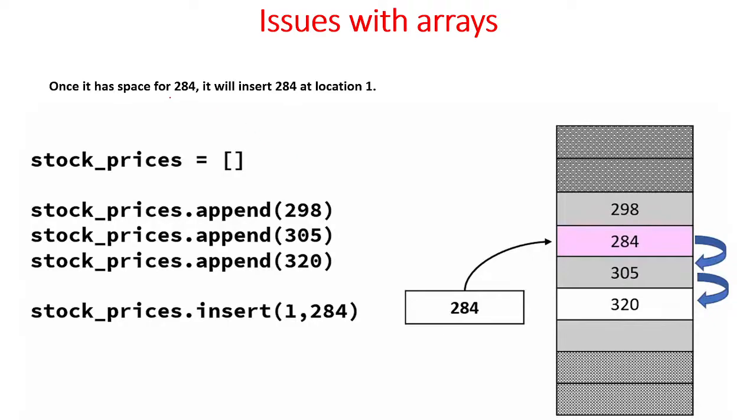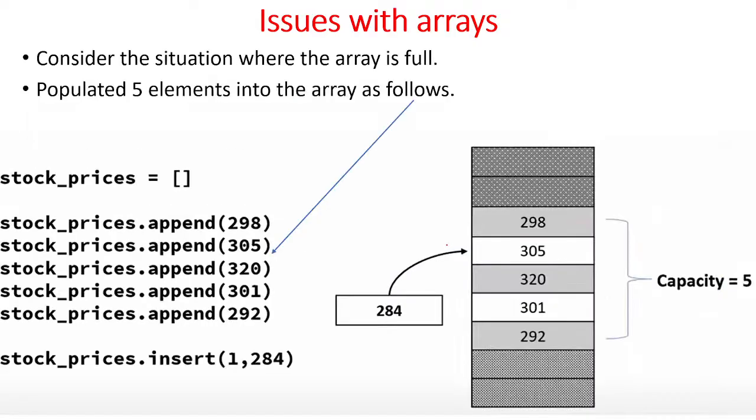Once the space is created, it will insert 284 at location 1. So at index 1 it stores this 284. This is how the new array looks like. So that is one problem. If the size of the array is larger, then the number of swap operations is also more. That is one problem. Let us look at one more problem.